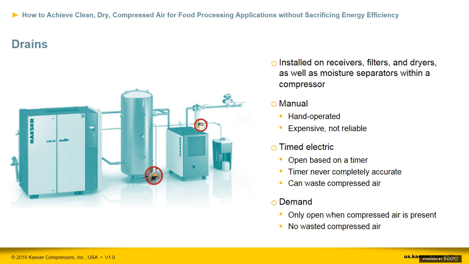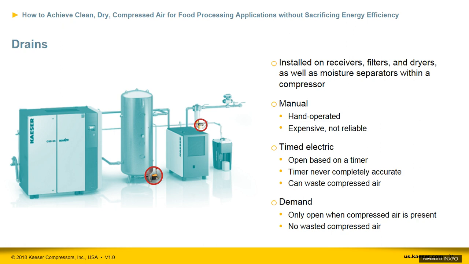Next, we have the drains. These should be installed on receiver tanks, filters, and dryers. There are 3 basic types of drains: the manual, timed electric, and a demand type drain. The manual drains are exactly what they sound like. They're simply hand-operated valves and are only as reliable as the person who is responsible for checking them. They are inexpensive, but really not the choice for consistent and reliable moisture protection.